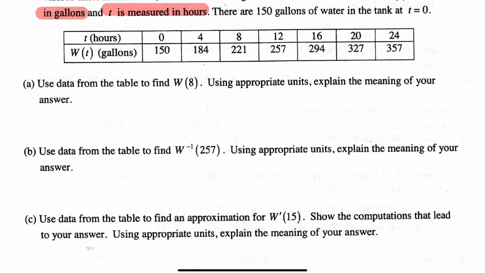Part A. Use data from the table to find W of 8. Using appropriate units, explain the meaning of your answer. W of 8 just means that we're sticking 8 inside of the W formula. We're finding how much water is in the tank at 8 hours. If you look in the table, here's T equals 8 hours, and here would be W of 8. That means that W of 8 is equal to 221, and you want to be sure you write the units here, so this is in gallons.